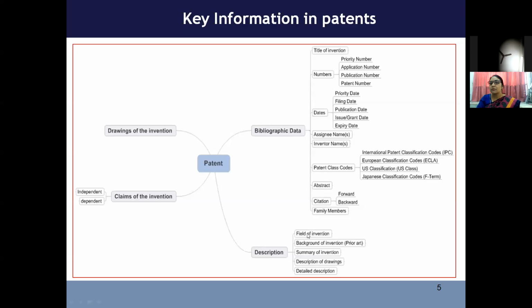Here you will find field of the invention, then background or prior art. You need to disclose, like in the publication, you write all the background. So you need to write here the prior art. Then summary of the invention is required. Then comes description of the drawings.